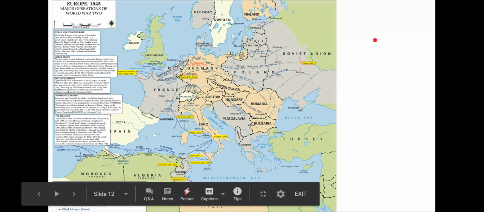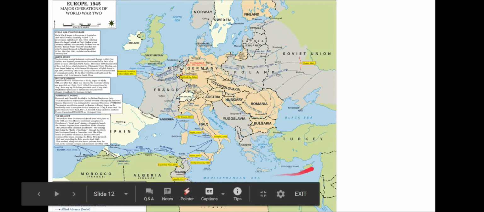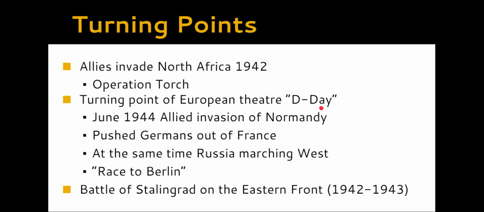And throughout the war, Hitler is going to push further and further into the Soviet Union. So we've got a lot of that. And don't forget that as far as the European theater, we're also talking about the Mediterranean theater. There's a lot of activity going on in Northern Africa. Major turning points in the European theater: we've got Operation Torch in 1942. We were expanding into North Africa.